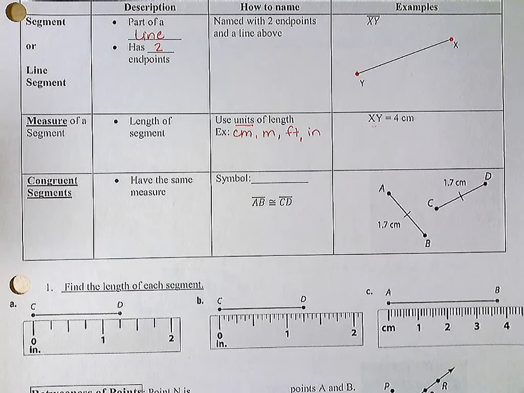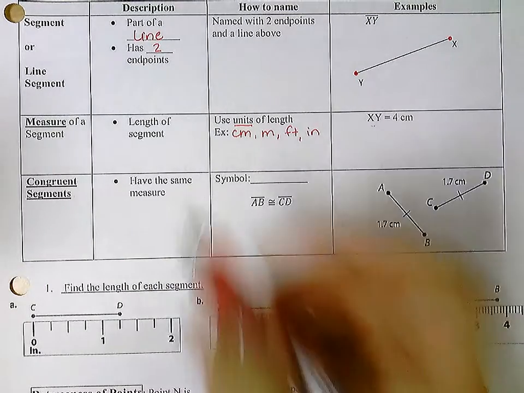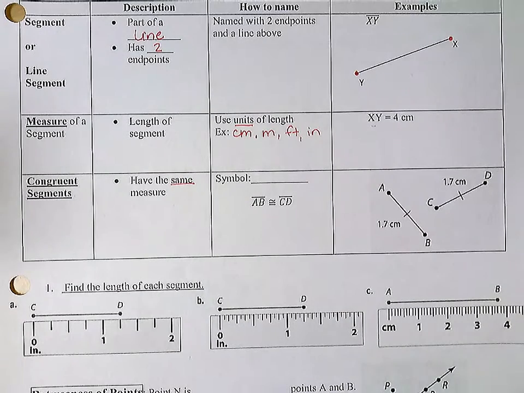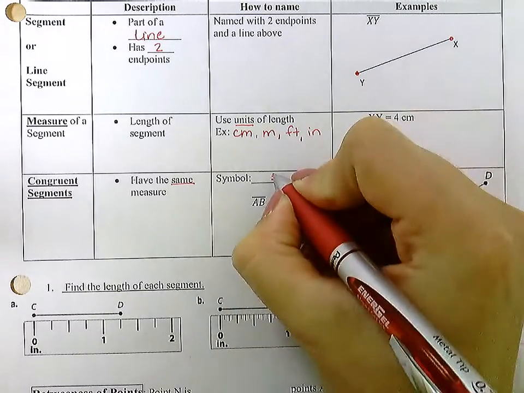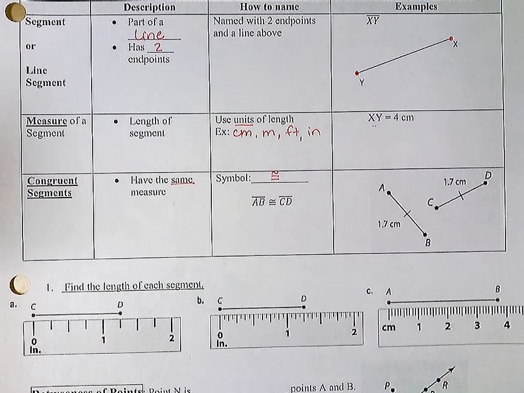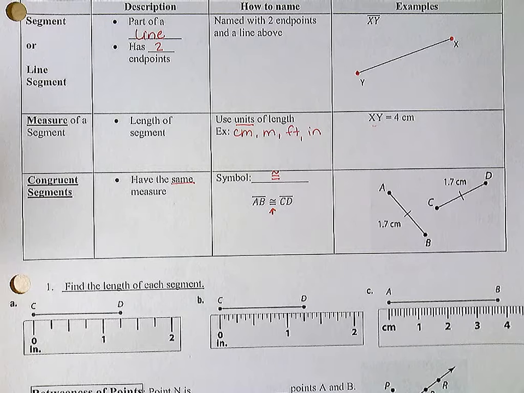Then next we're going to move into congruent segments. Congruent segments have the same measure. They are equal to each other. So if something is congruent, they are equal. The symbol for congruent is an equal sign with a squiggle above it. It's the only way I can describe it. So that is your congruent symbol. It looks like this when it's on my sheet of paper.